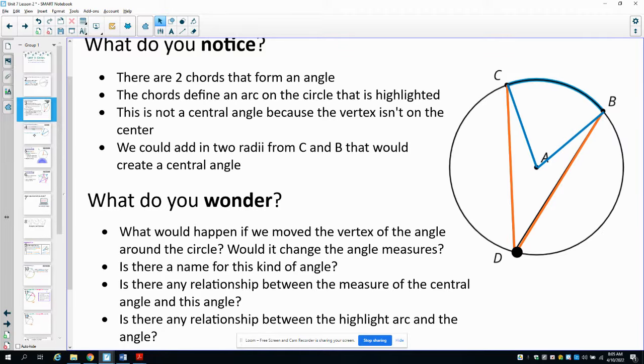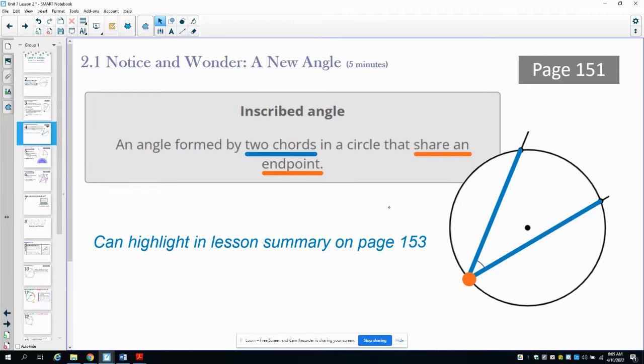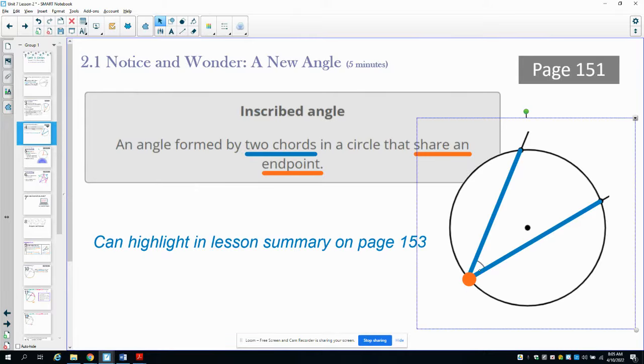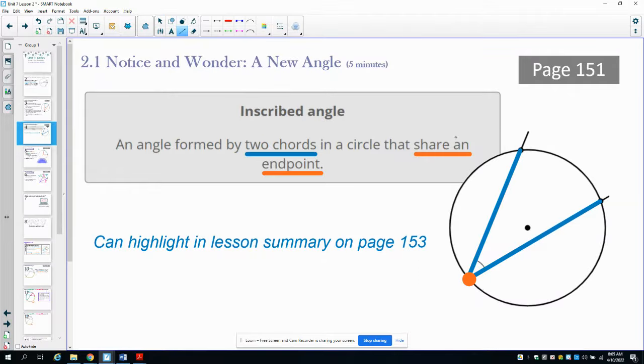So in fact, yes, there is a name for this angle. An angle formed by two chords is called an inscribed angle, when the two chords share a common endpoint. If our chords were here and here, those aren't touching each other. But if they share that common endpoint, then you get this inscribed angle. You can highlight this on your lesson summary if you'd like to, or you can write it in wherever you feel like in your book.